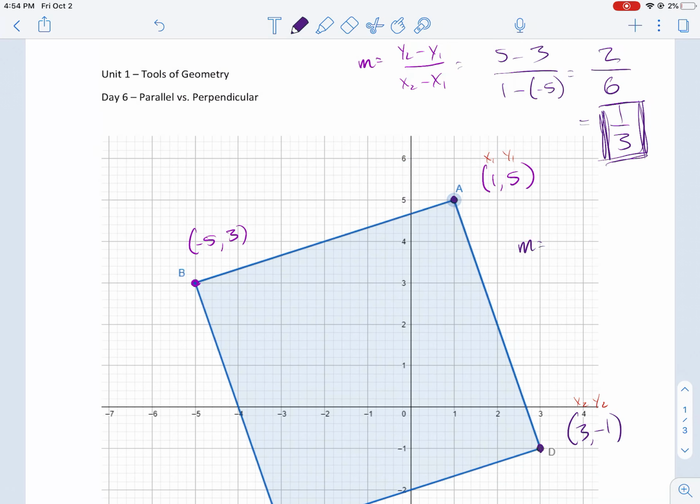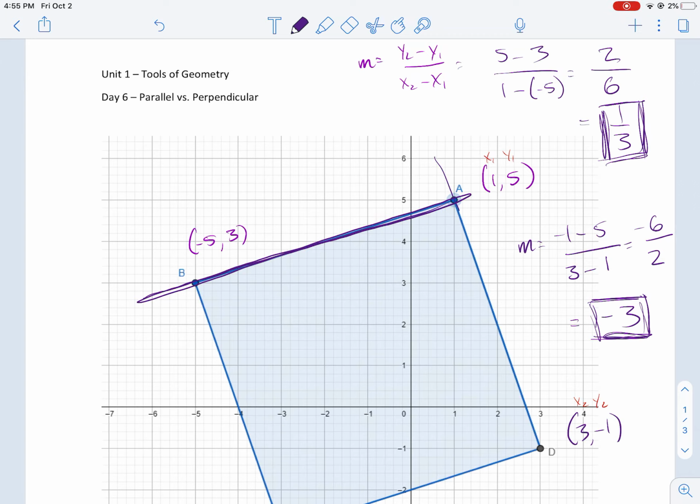So m is equal to y2, which is -1, minus y1, which is 5, over x2, which is 3, minus x1, which is 1. So I get -6 over 2, which is equal to -3, okay? Which makes sense, right? Because if this is a true square, then we should get perpendicular lines for at least this angle right here, which we are getting, right?